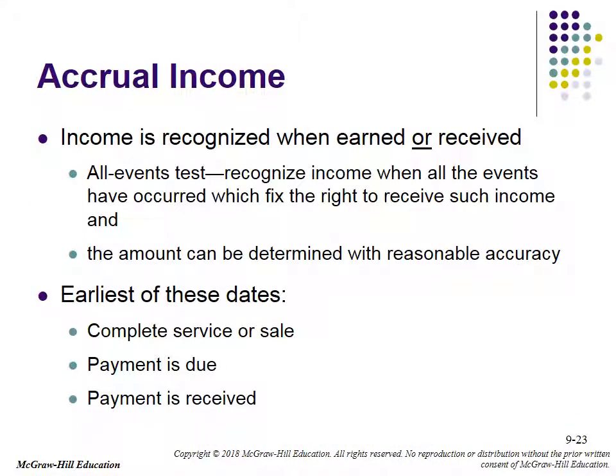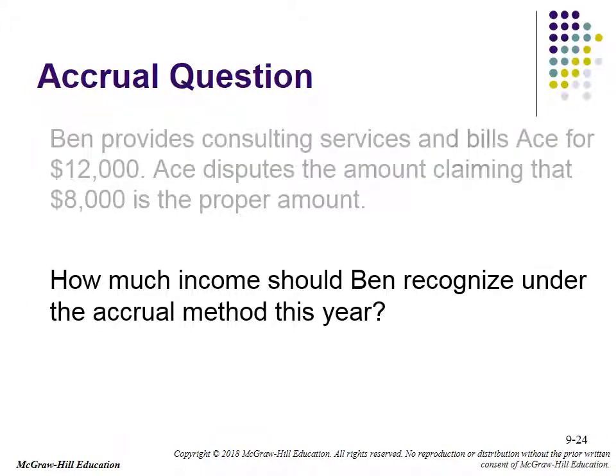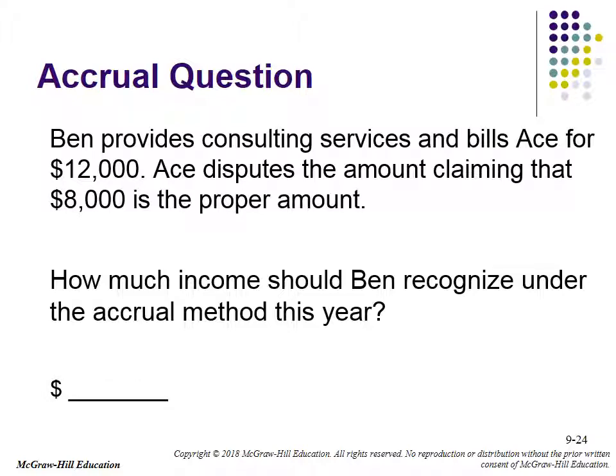Accrual, on the other hand, is income is recognized when earned or received, and we follow what's called the all events test. We recognize income when all the events have occurred, which fix the right to receive such income. So we've done our job at the company and we have a right to receive the money, and the amount can be determined with reasonable accuracy, even if we didn't get it yet. So the earliest of these dates that we would report income is complete service or sale, payment is due, payment is received. It would be $8,000. That's the amount we could reasonably expect to get.